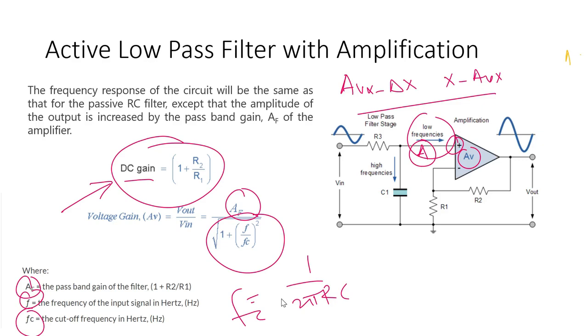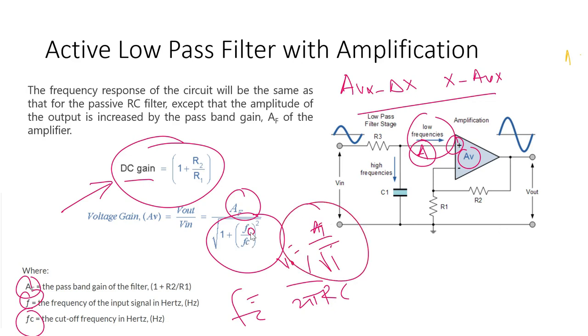At this cutoff frequency, we will see the role of the attenuation in the input signal when it passes through this amplifier. So let's say we have a very low frequency, F divided by fc is 0, so AF divided by root 1 will be the answer. So voltage gain will be AF, only AF.